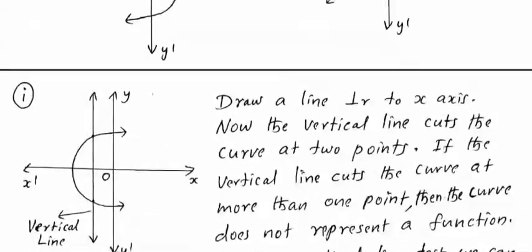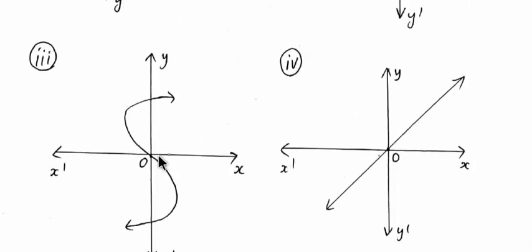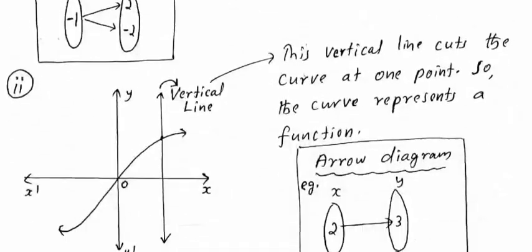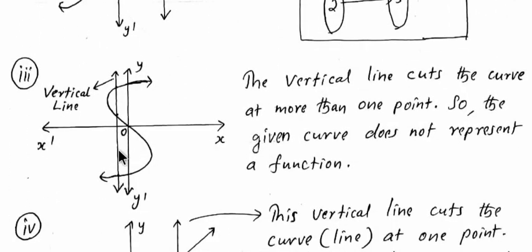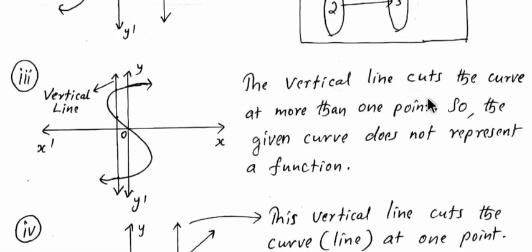Then the third one. This is the third graph. Take that third graph. Then again draw a vertical line like this. This line is perpendicular to the x-axis, a vertical line. Here the vertical line cuts the curve at more than 1 point, 2 points. That means more than 1 point. So the given curve does not represent a function.